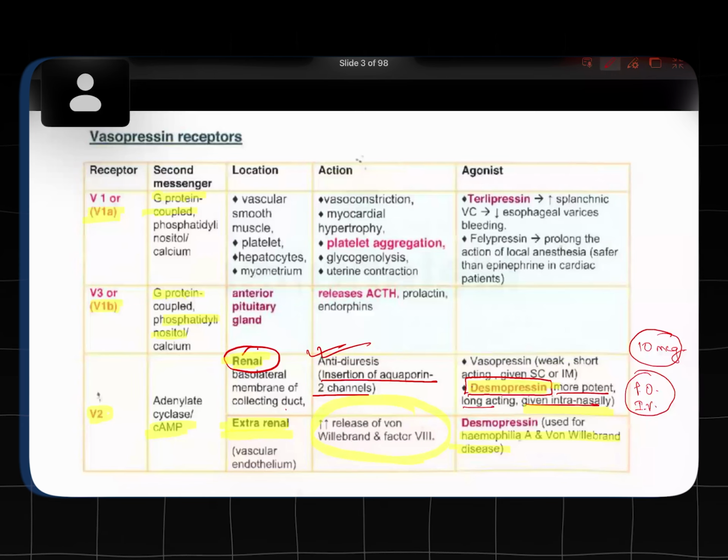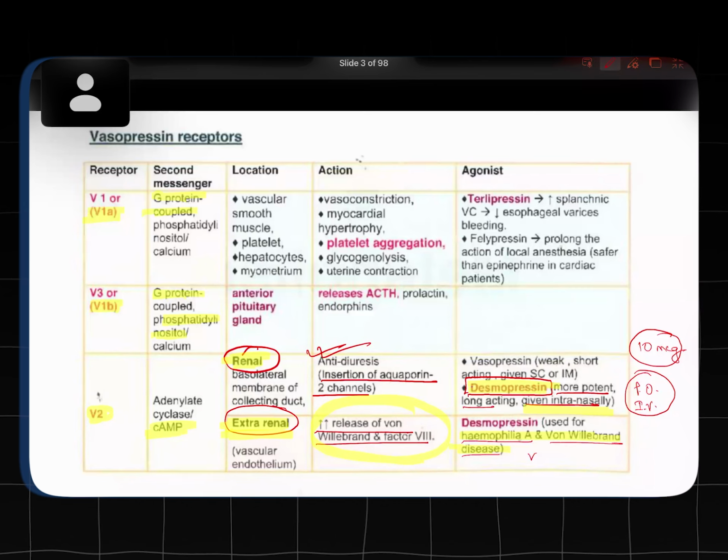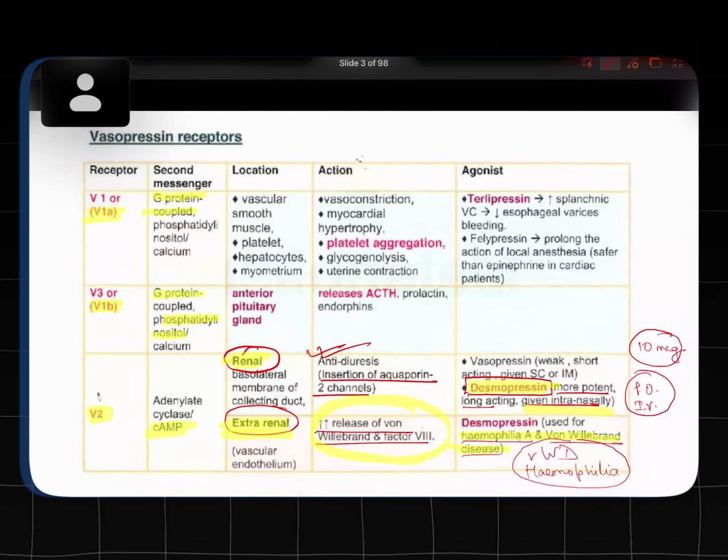We also have an extrarenal component, that is associated release of von Willebrand factor and factor 8, and it is used for treatment of hemophilia A and VWD. Whenever you study, you always make notes like I am making. I am making it so that you get a habit of doing this. Then it will be very easy to revise in just 10 days, 14 days before the exam.